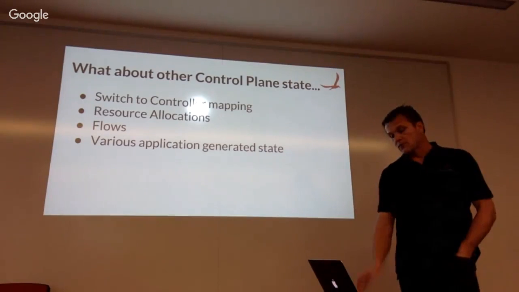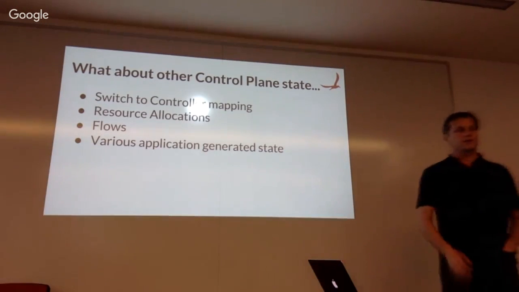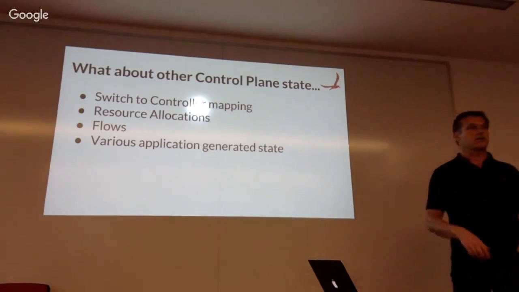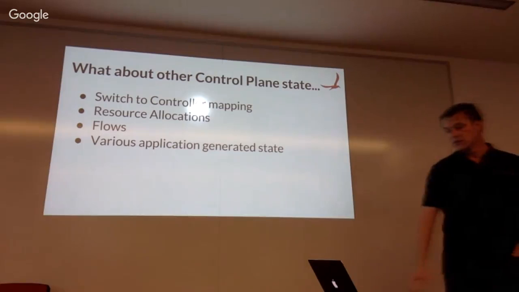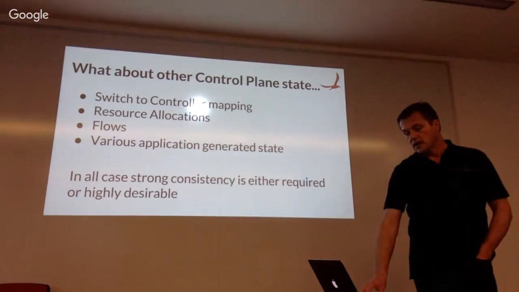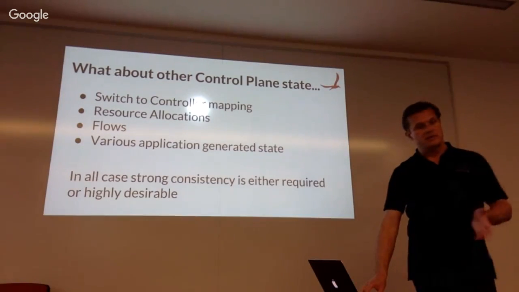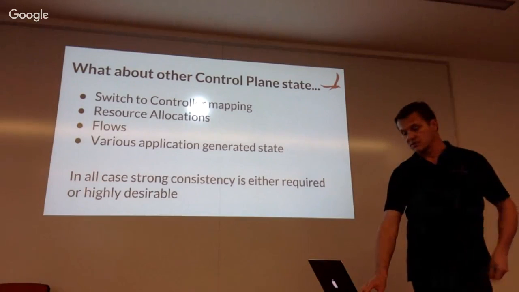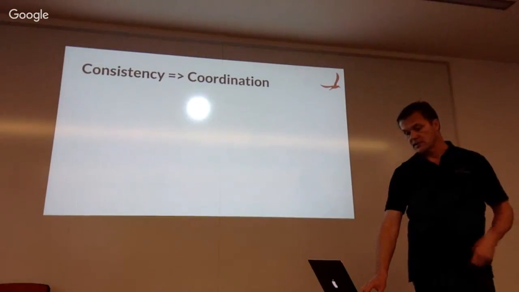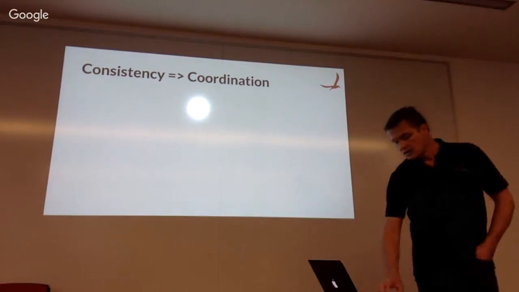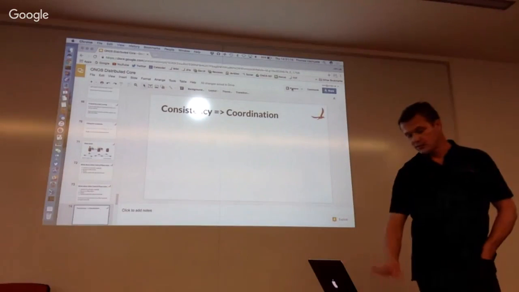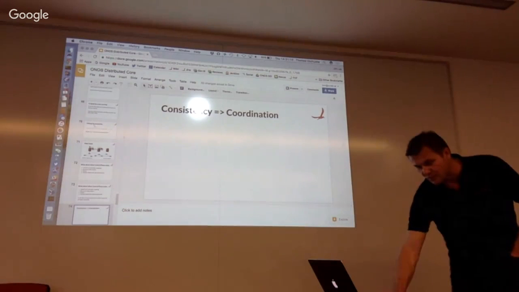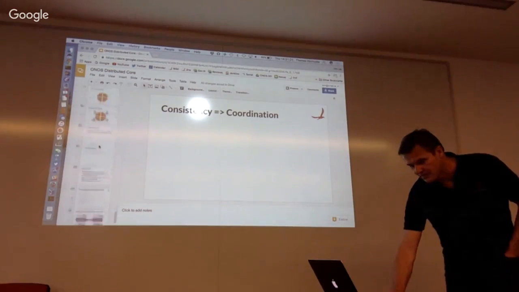There are other examples of control plane state, for example resource allocations, intents, or other application generated state. For those cases, they may or may not choose to use consistency or eventual consistency. They can figure out what they decide to do. Since these slides are for a 2-hour talk, I'm going to cherry pick through these rather than trying to go blindly through them.